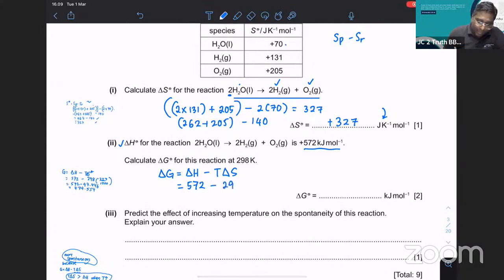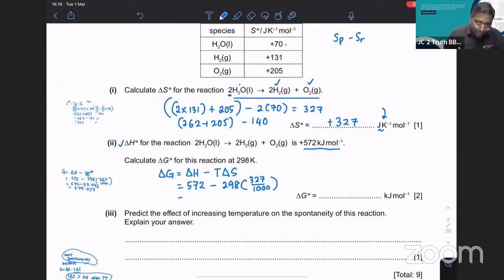Temperature is 298 Kelvin. And then the entropy change you have calculated, but you need to be very careful. It's not 327 only. You need to divide by 1000. Why? Because it was in joule. You need to change it into kilojoule. This is the common mistake that all the students will make. So please be very careful with this.